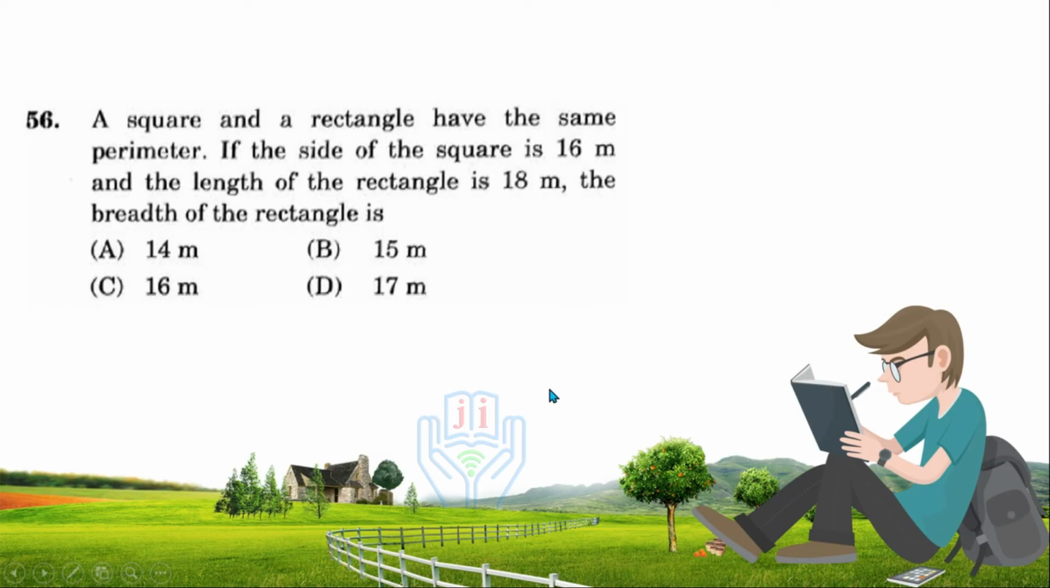Next question. A square and a rectangle have the same perimeter. If the side of the square is 16 meters and the length of the rectangle is 18 meters, the breadth of the rectangle is? If you calculate it, the answer will be 17 meters, D.